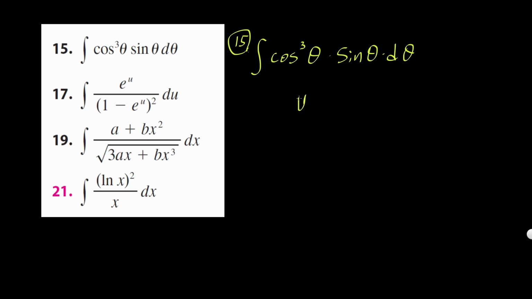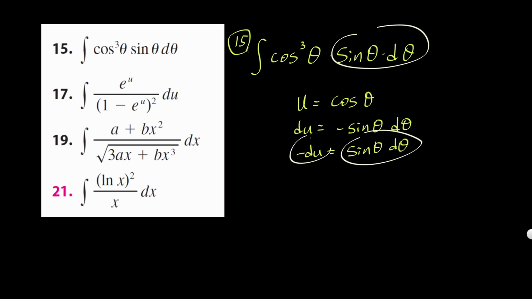Okay, looks like we have to do u-substitution. So let u be equal to the higher power, cosine theta. Then du is going to be negative sine theta d theta. Be careful. There's no negative here, so I'm going to divide by negative. So negative du is equal to sine theta d theta. Negative du will cover that portion right there, and u will cover cosine.